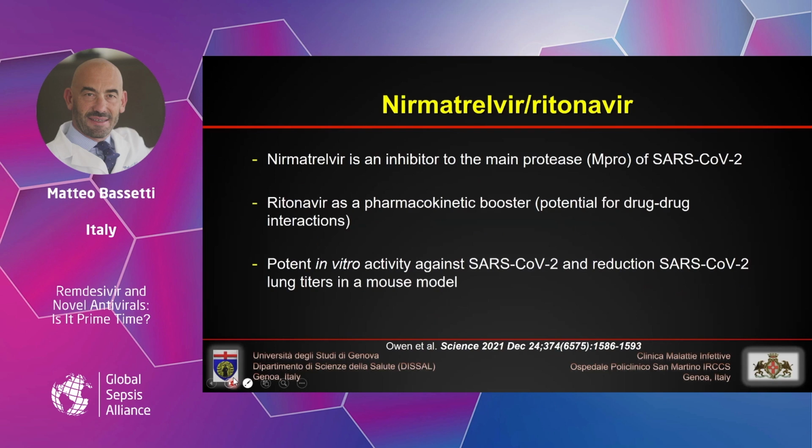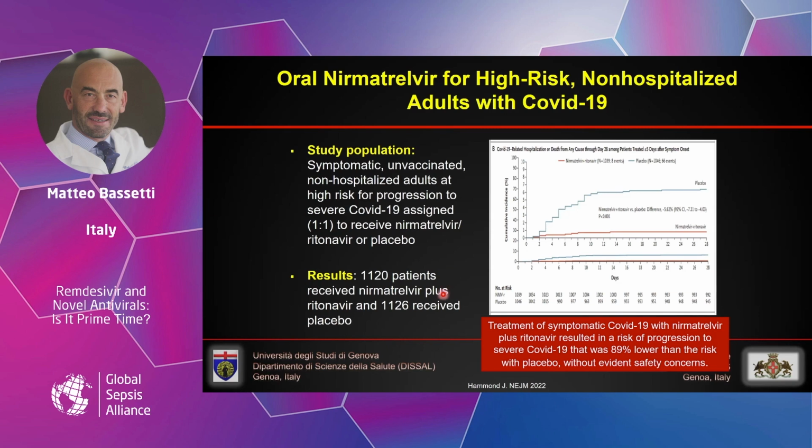The second oral antiviral available is nirmatrelvir ritonavir, which is called Paxlovid, and is an inhibitor of the main protease, a protease inhibitor. Ritonavir has the role of just a booster, and there is a potent in vitro activity against SARS-CoV-2 and reductions in SARS-CoV-2 lung titer in the mouse model. And even the data for Paxlovid have been published in New England Journal of Medicine. And you can see here the data for the placebo and for the Paxlovid.